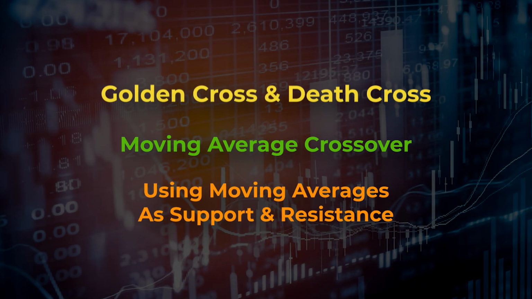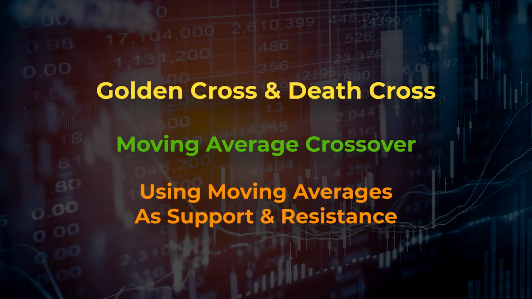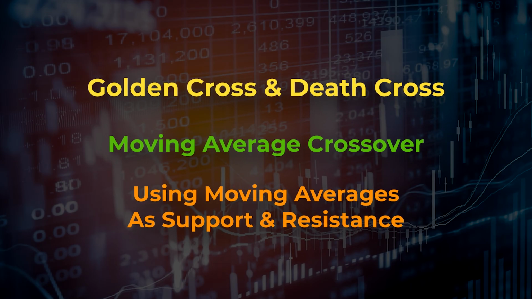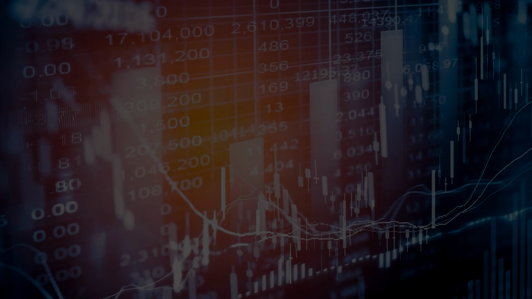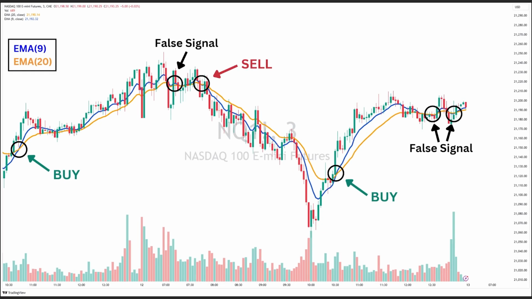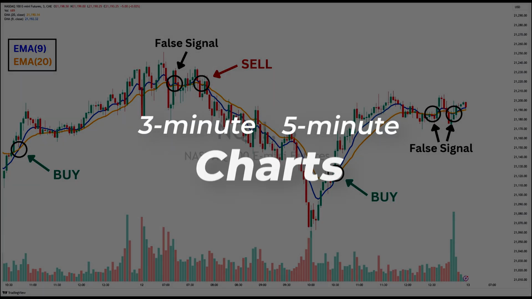You don't have to choose just one strategy. You can combine them based on the market you're trading and your personal trading style. For example, as I mentioned before, I use the 9 and 20 period moving average crossover for trading on short time frames like 3-minute and 5-minute charts.